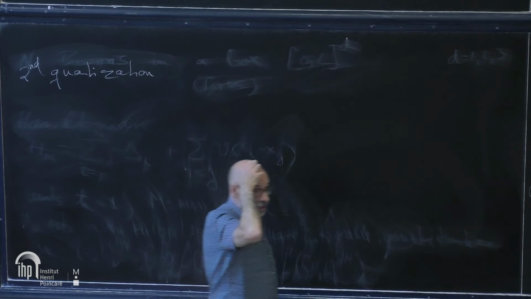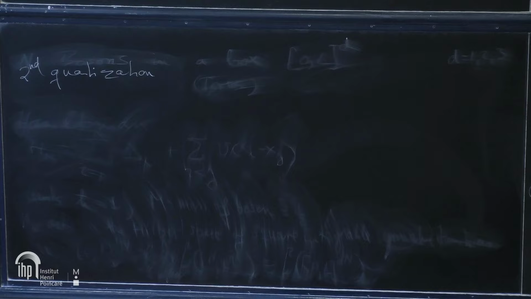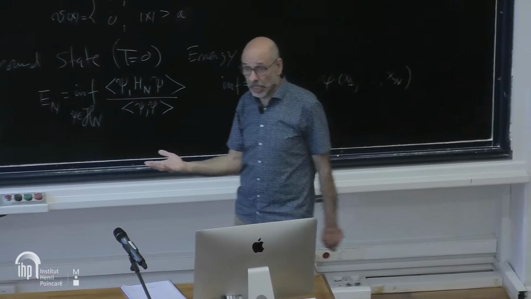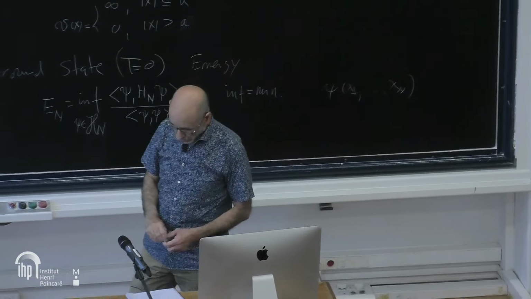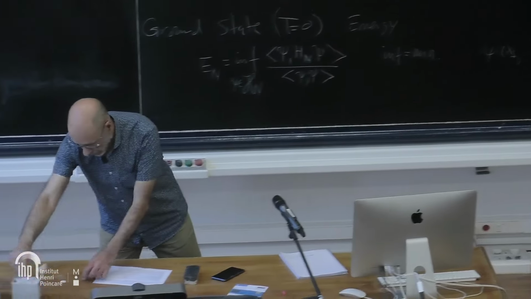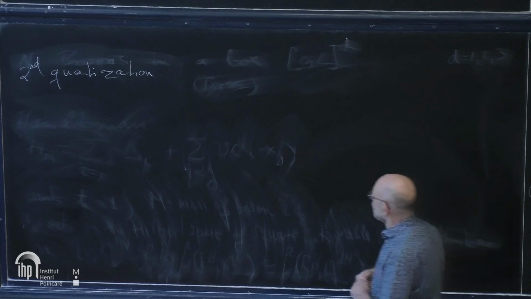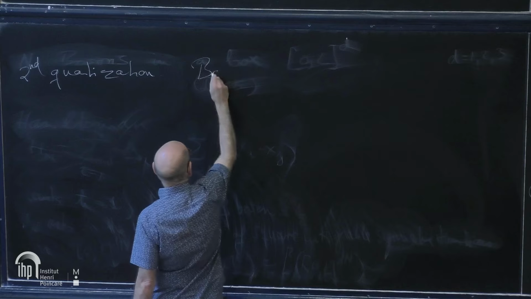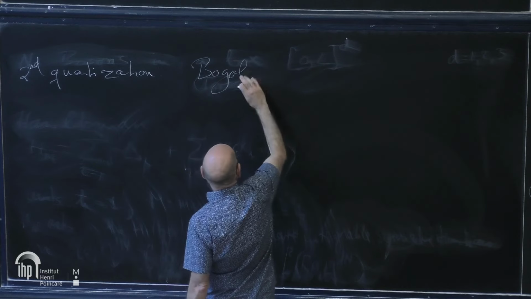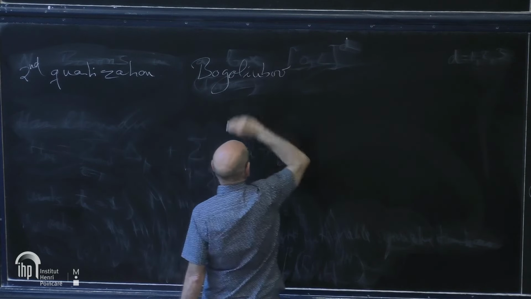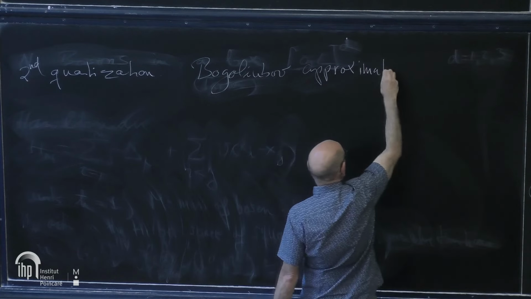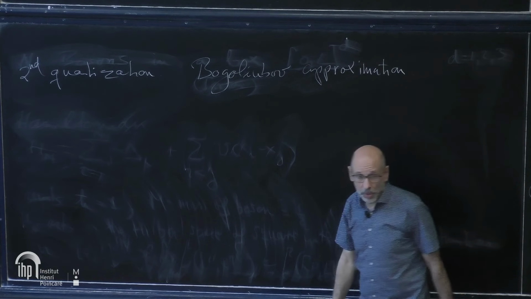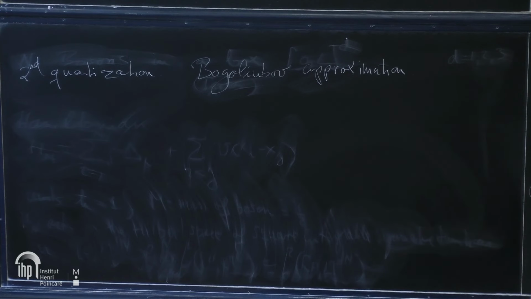And so the way one usually derives, at least heuristically, the Lee-Huang-Yang formula is by doing a Bogoliubov approximation. And that's also what I'll try to do, and I'll try to do it in a rigorous fashion. So I want to do a Bogoliubov approximation, but you will get my formulation of it.